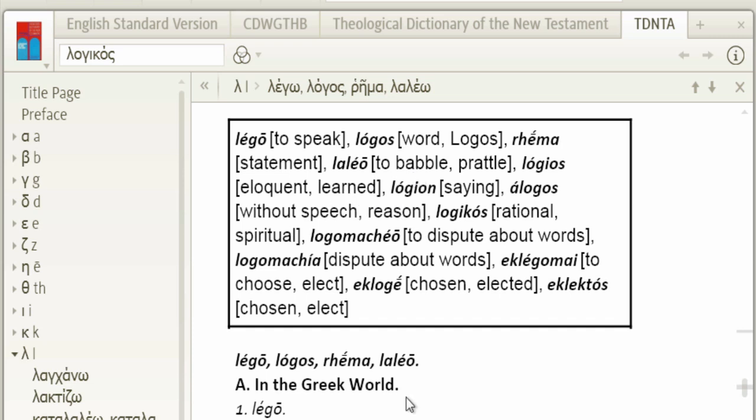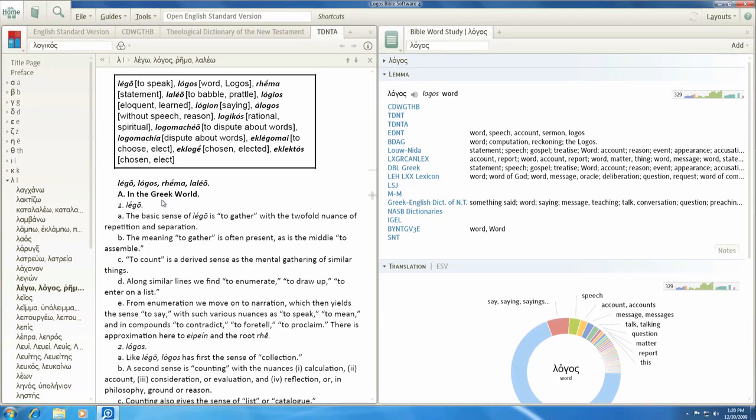And you'll notice that the table of contents section here at the beginning of the article is missing. It's probably because this is an abridged version and so it's not needed. But TDNTA still retains the overall structure of the unabridged version. So here you have in the Greek world the senses of these four words in the Greek world.